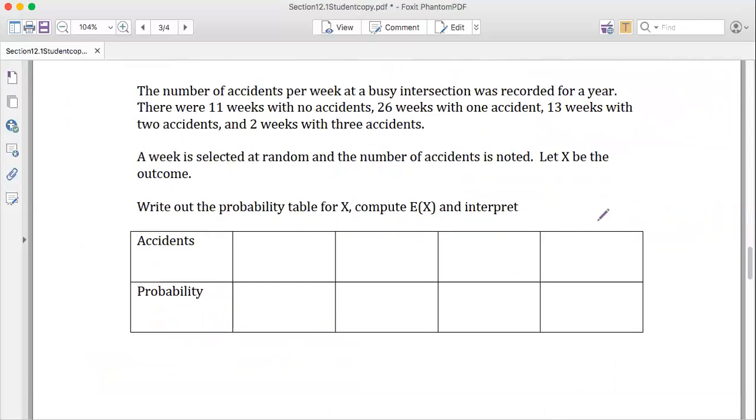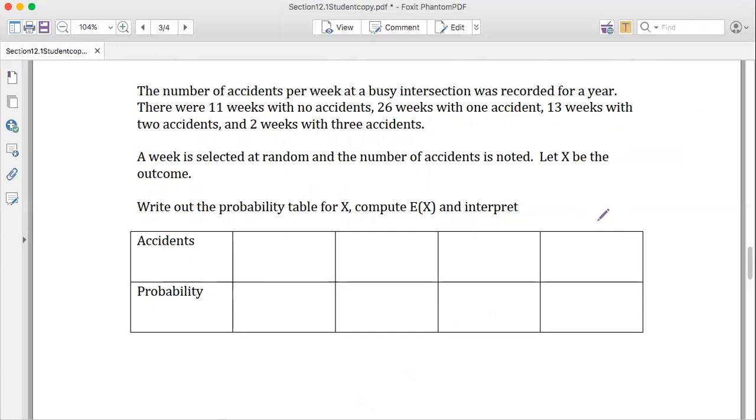A little bit more cheery, we have the number of accidents per week at a busy intersection was recorded for a year. There were 11 weeks with no accidents, 26 weeks with 1 accident, 13 weeks with 2 accidents, and 2 weeks with 3 accidents. A week is selected at random and the number of accidents is noted. We want to let X be the outcome.